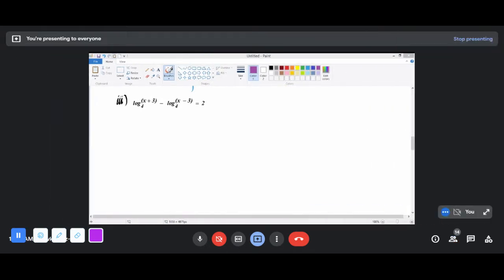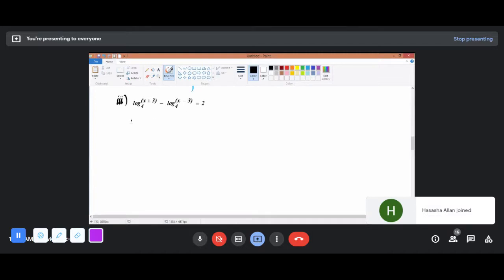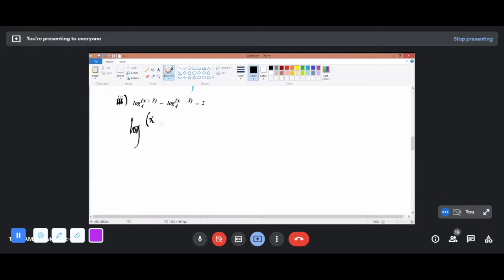Log of x plus 3 divided by x minus 3. Okay, it becomes log of x plus 3 divided by x minus 3, to which base? To which base, Sebo? Base 4 is equal to 2. What's the next step?